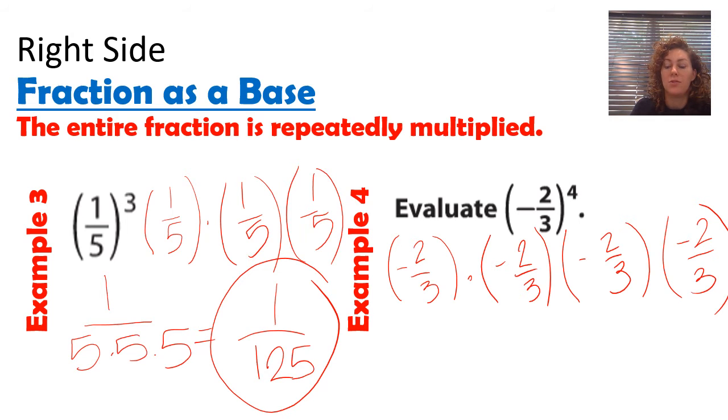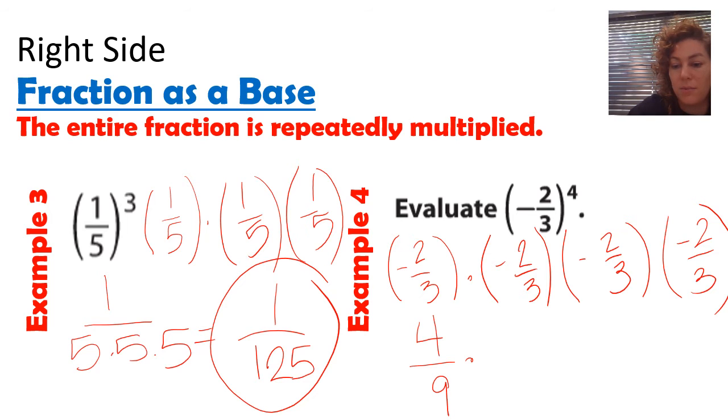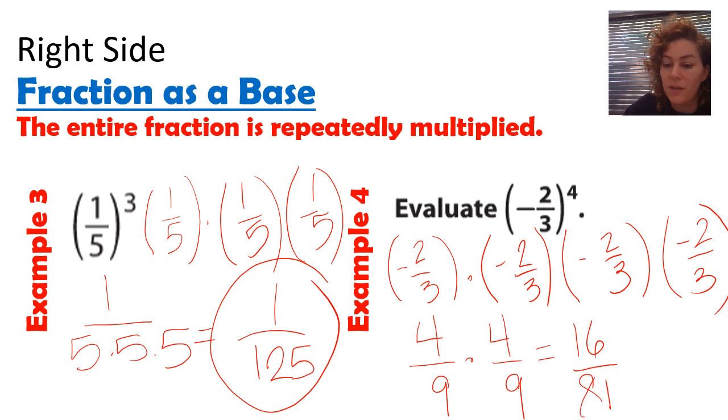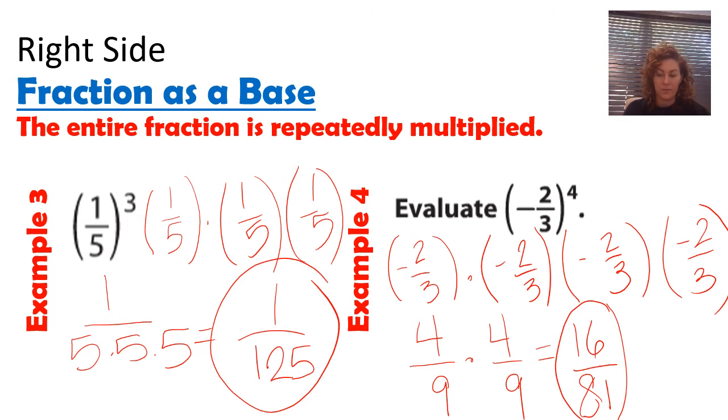So negative 2 times negative 2, positive 4, and times negative 2. So I'm going to simplify this. I'm going to do 4/9 times 4/9, because I did 2 and 2. Negative 2 times negative 2 will be 4, and 3 times 3 is 9. So then I get 16 over 81 as my final answer. I just simplified 2 at a time.